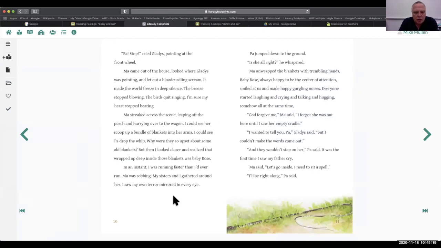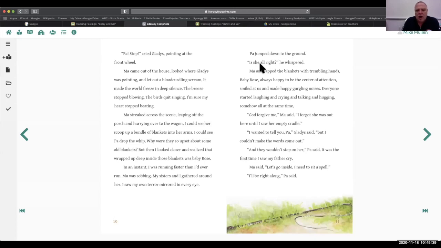But then I looked closer and I realized that wrapped up deep inside those blankets was baby Rose. In an instant, I was running faster than I'd ever run. Ma was sobbing. My sisters and I gathered around her. I saw my own terror mirrored in every eye. See, we have a lot of emotions, a lot of feeling coming up.